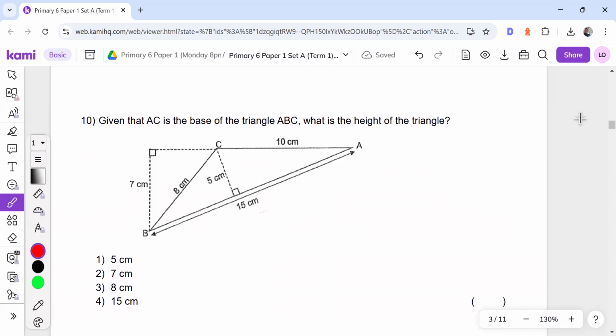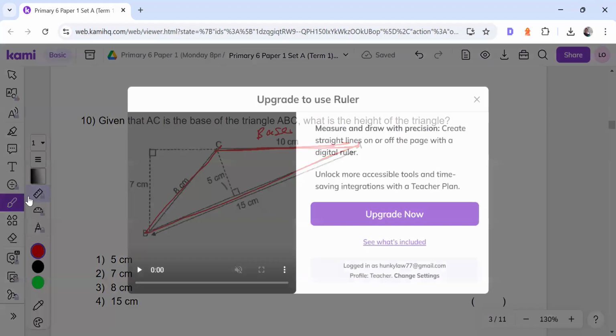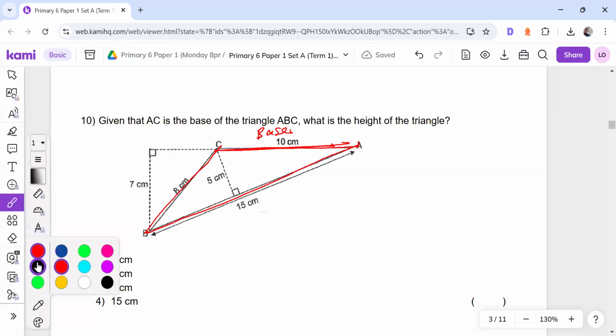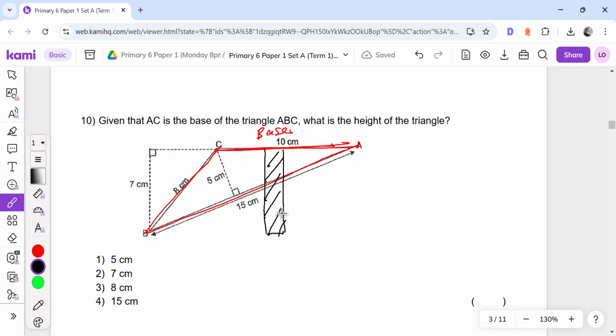Question number 10. I hope you remember how to find the height of a triangle. If AC is the base of this triangle, how do you know where's the height? You have to take your ruler. Does Mr. have a ruler here? No ruler. I can't use my ruler. So you take your ruler, put your ruler on the base of the triangle, and then look for a line that is parallel with the ruler. Do you see a line that is parallel with the ruler, which is this line? And that's the height of the triangle.